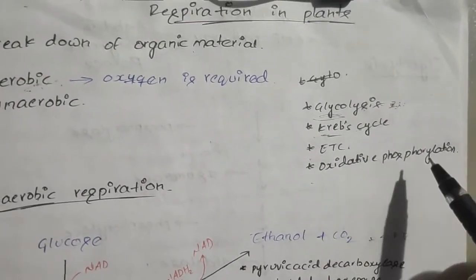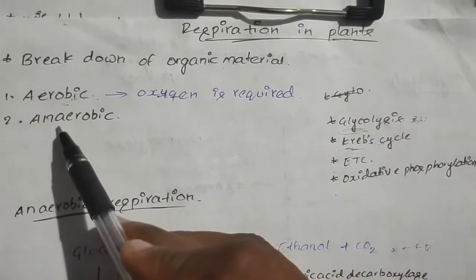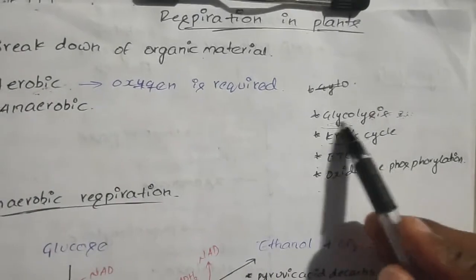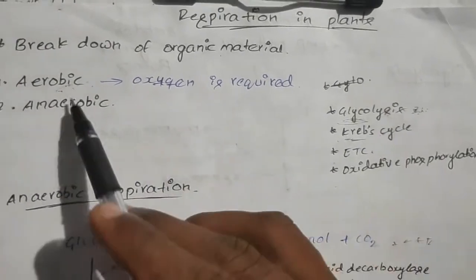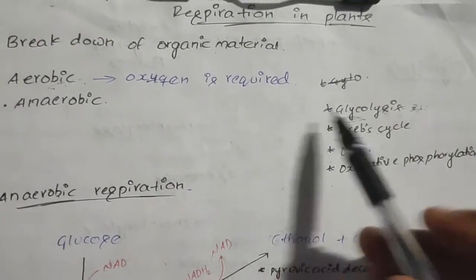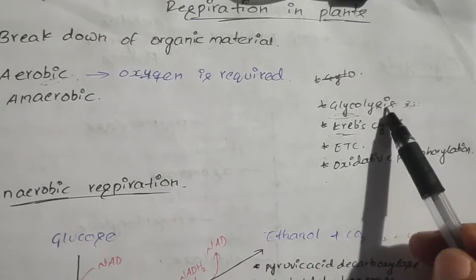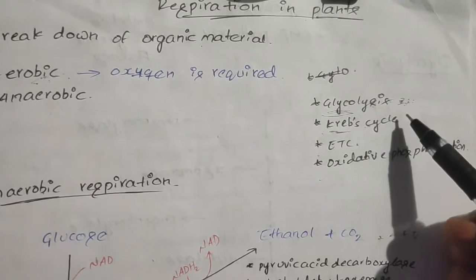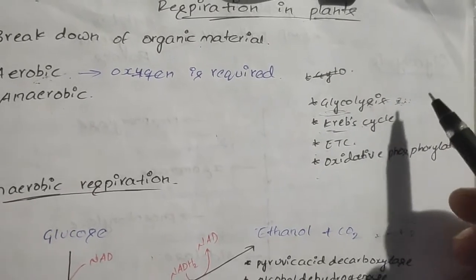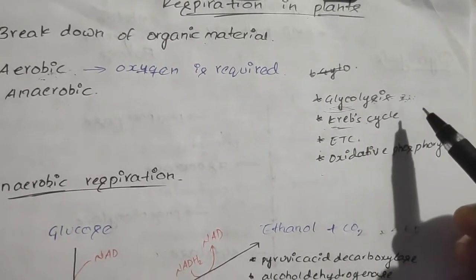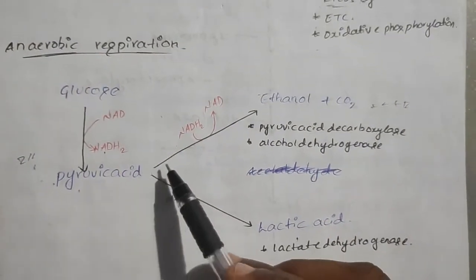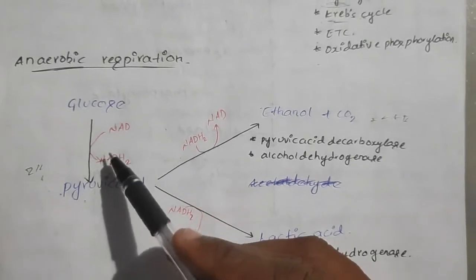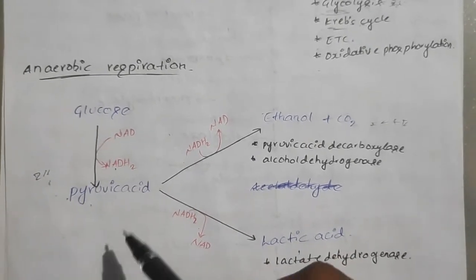and oxidative phosphorylation, in aerobic respiration. But in anaerobic conditions, only glycolysis is the common step for both aerobic and anaerobic. In anaerobic, glycolysis takes place and produces 2 molecules of NADH2 and 2 ATPs. See here, 2 molecules of NADH2 are produced from glucose converting into pyruvic acid.